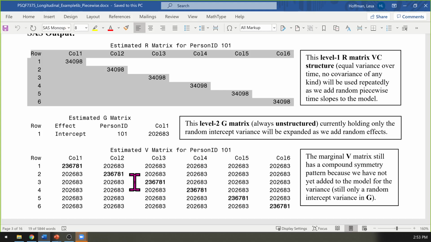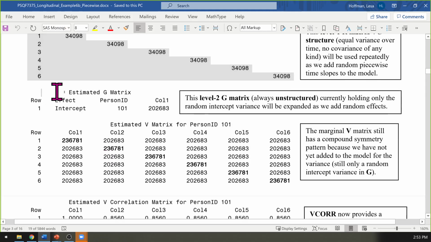Yeah, that's my level 1 residual. So that's all the individual deviations from the average trajectory that's predicted to be the same for everybody. After you factor in that average trajectory and your random intercept, this is how far off each occasion is from that prediction. So taking the parallel lines, bumping it up or down based on the random intercept, and then the e's fill in what's left.